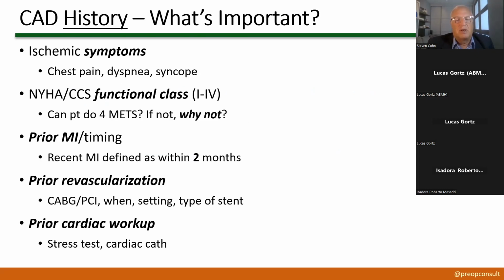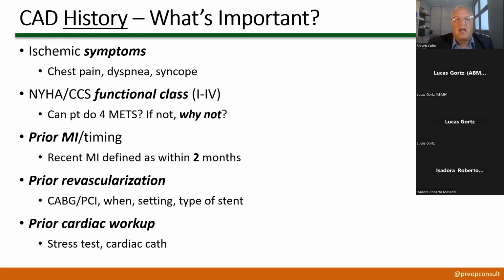I'm going to focus on the patient with ischemic heart disease. So someone who has CAD, what's important to ask about in the history? First, do they have ischemic symptoms? Ask about chest pain, dyspnea, or syncope. Then assess their functional class. What can they do? Can they do the equivalent of 4 METs, which is what the ACC guidelines use? And if not, why can't they do it?